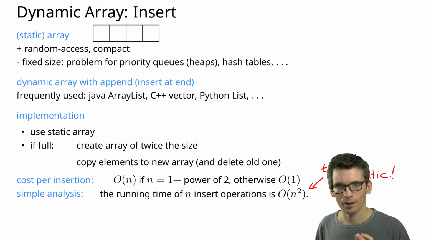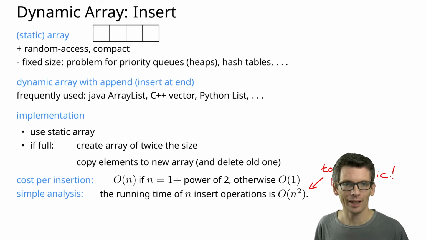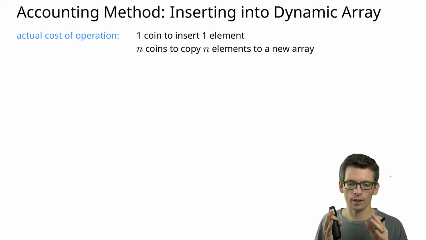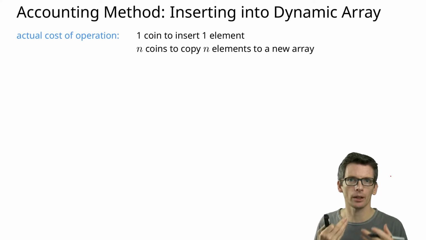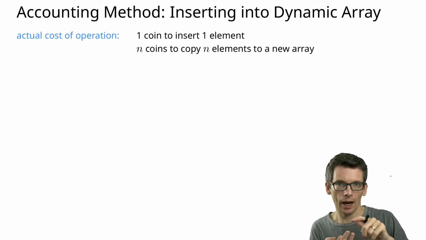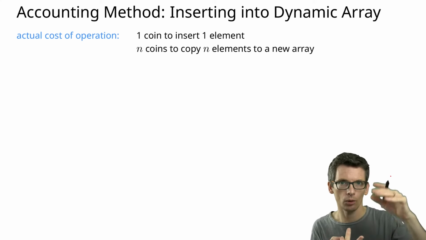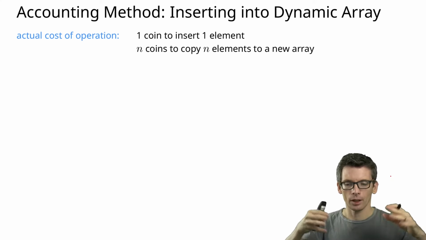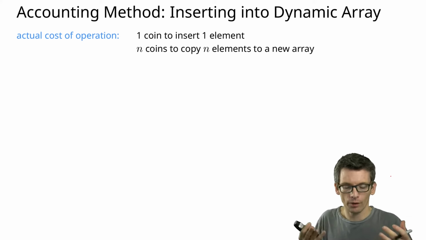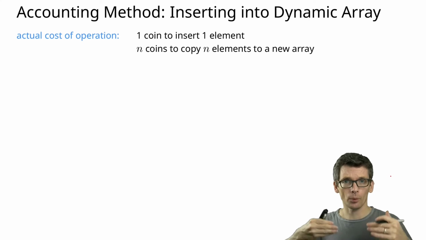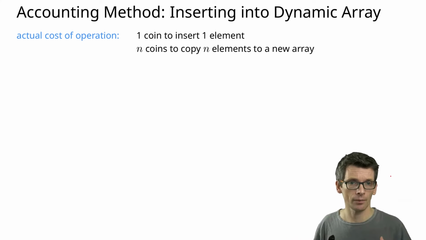So let's get a tighter bound, and for that let's use the accounting method. Again, we start with the actual cost per operation, and we assign 1 coin for 1 insert, so for 1 append operation. Then we either simply append 1, or we need to copy n elements to a new array of size 2n. So let's say that this copying process costs me n coins. I mean, it costs O of n. So let's simply call this n coins to copy n elements. So those are the 2 operations that are happening within an append.